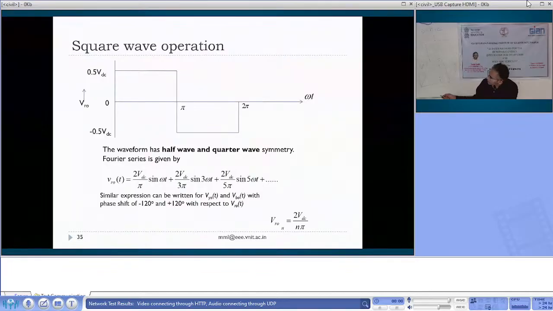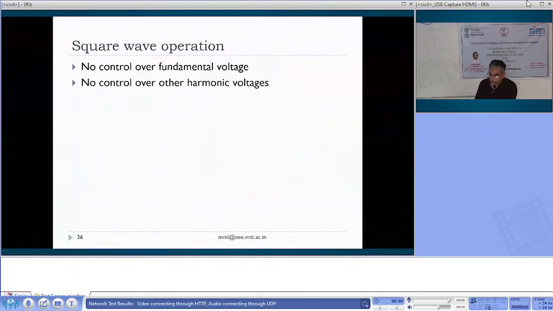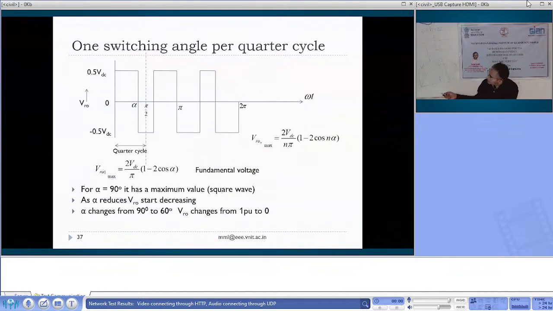So this is a VM for third harmonic. This is a VM for fifth harmonic. So now your VM is changing to this. Now by controlling the angle alpha, you can have control over the fundamental or the harmonic. Either you can control the harmonic or you can control the fundamental.